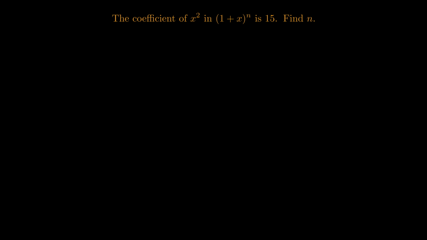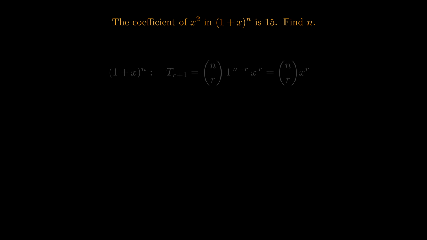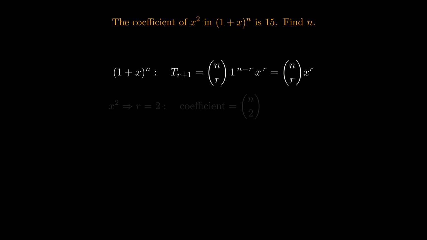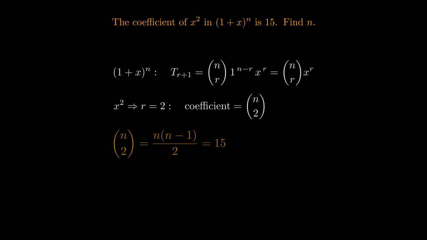We're told the coefficient of x squared in (1 plus x) to the n is 15, and asked to find n itself. Start with the general term for (1 plus x) to the n. Since a is 1, every power of a is 1. So the term is simply n choose r times x to the r. For x squared, r is 2. So the coefficient is n choose 2. Set that equal to 15.